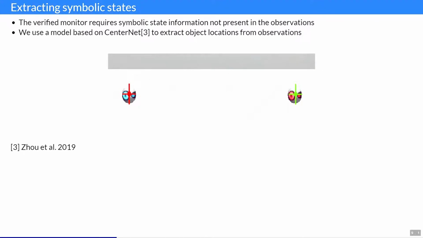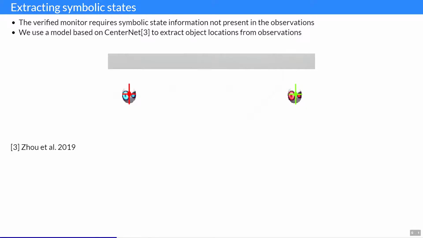However, we can't apply the verified monitor directly because it requires symbolic state information, such as the locations of the robots and their velocity, which is not present in the observations from the environment. Therefore, we use a model based on CenterNet to extract object locations from the observations. The object detector performs a pixel-wise classification to determine if each pixel is the center point of any of the classes of objects to be detected.